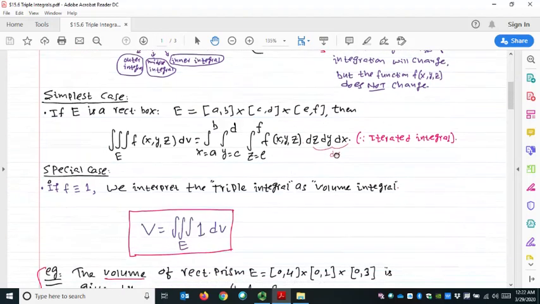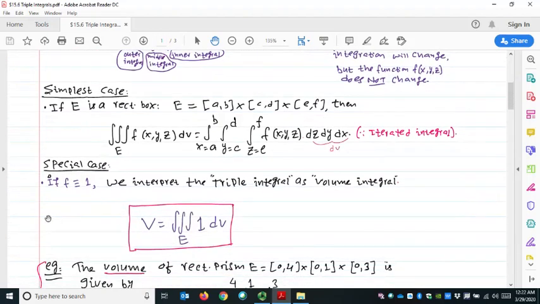Great. In the special case where f is the constant function one, we interpret the triple integral as a volume integral. So the volume using a triple integral is the formula V equals the triple integral of 1 dV.